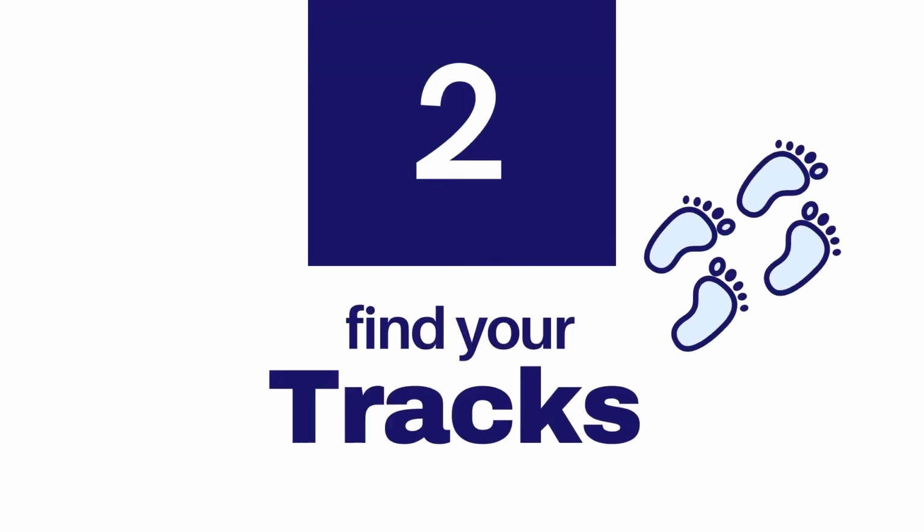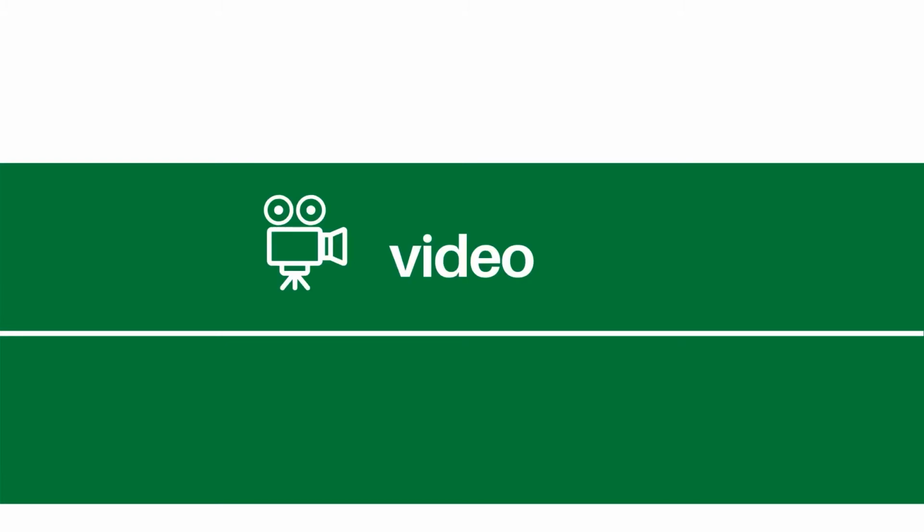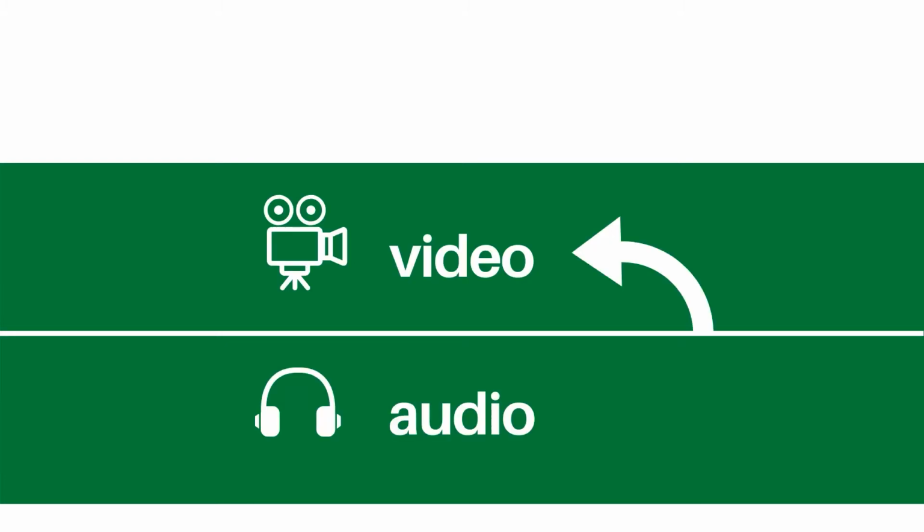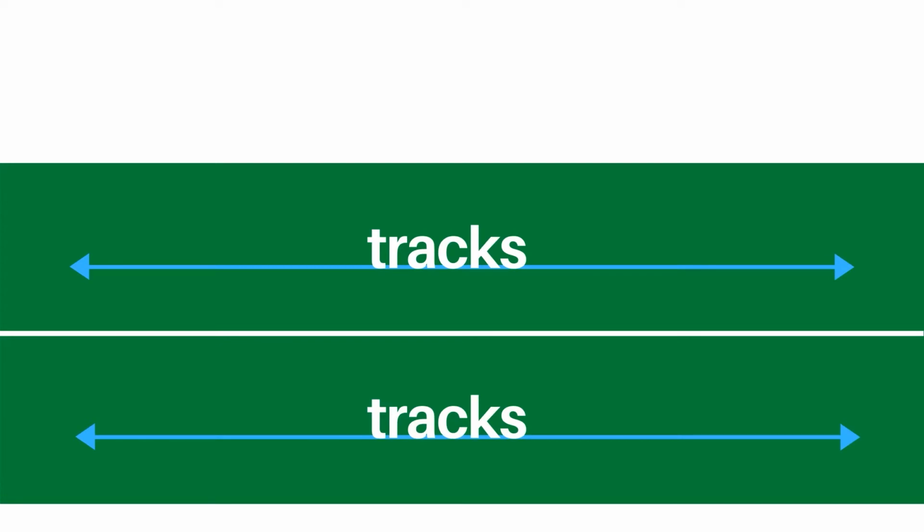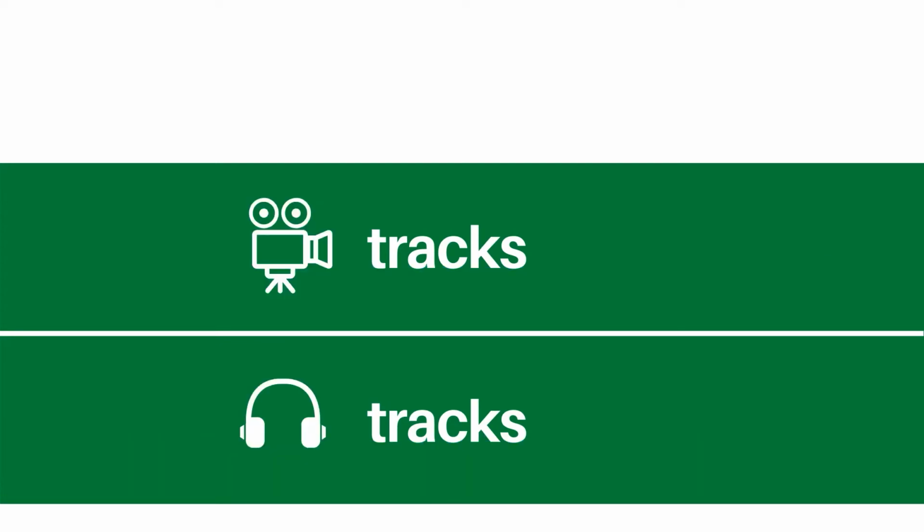Step 2, find your tracks. The timeline is made up of 2 sections, video and audio. Video is always on the top, and audio is always on the bottom. These are called tracks. So you have video tracks and audio tracks. Now you can have multiple video tracks and multiple audio tracks, and that's one thing that differentiates more expensive editing programs from the free ones, is you have more video tracks and more audio tracks to work with.